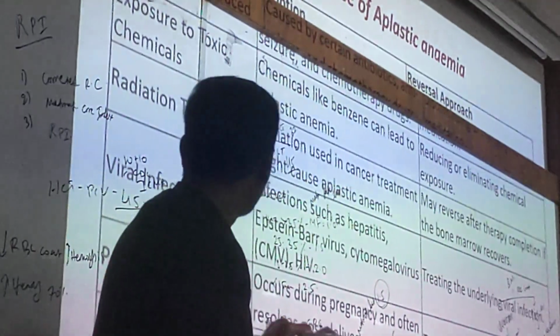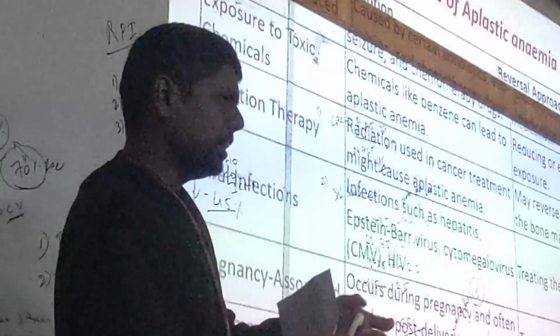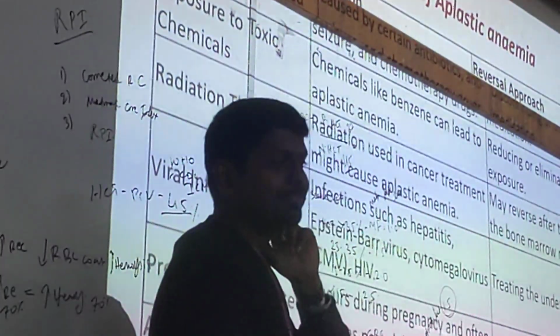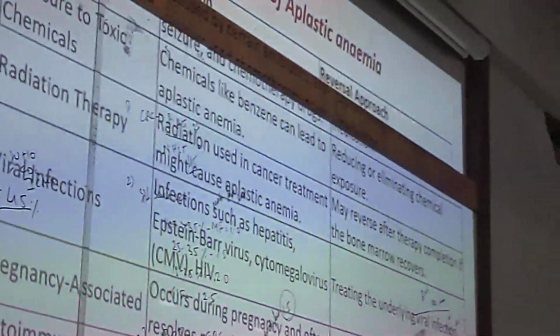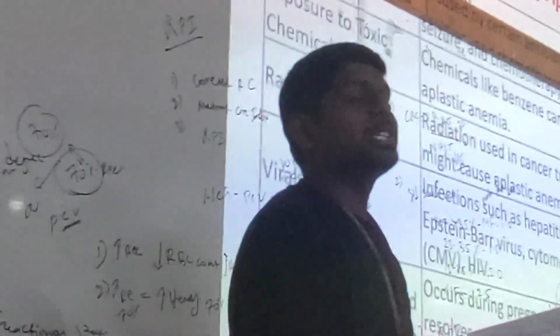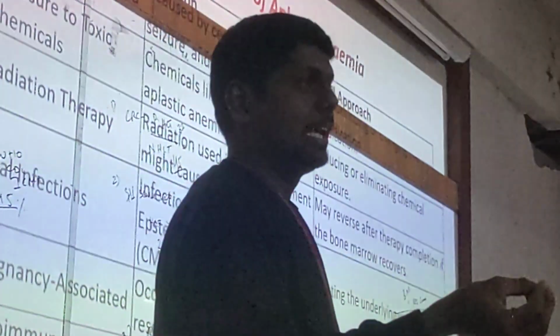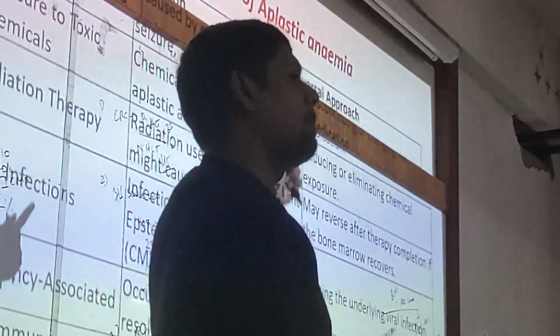Yeah. So if any infection is caused, say for example cytomegalovirus or HIV, it will destroy some of the white blood cells, resulting in aplastic anemia.